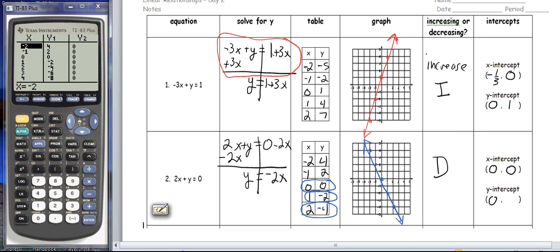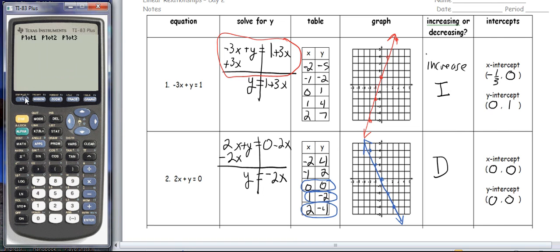And when my x is 0, my y is 0. So my intercepts are the same right there. Okay? I'll get back to here. We don't need to use that second graph thing anymore.